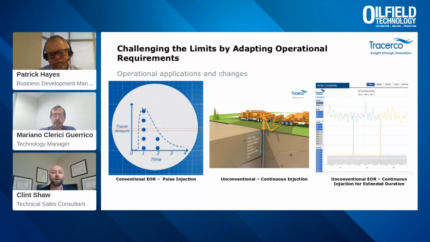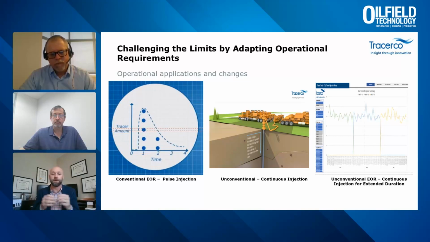like conventional EOR type projects where we would do a pulse injection. You inject the tracers, they move through the reservoir. We would collect samples at producers, and you've got to catch that breakthrough and see what the shape of that curve is to characterize the reservoir and the flow pathways through the reservoir. And that would be kind of like the first initial iterations of tracer technology.